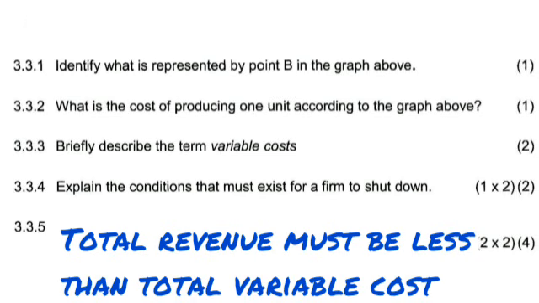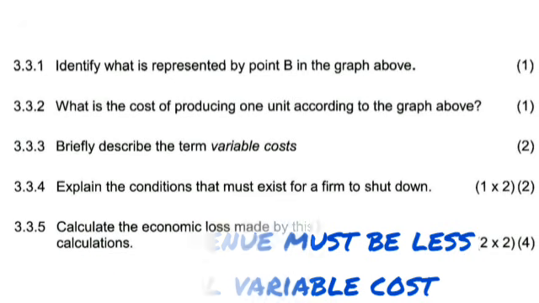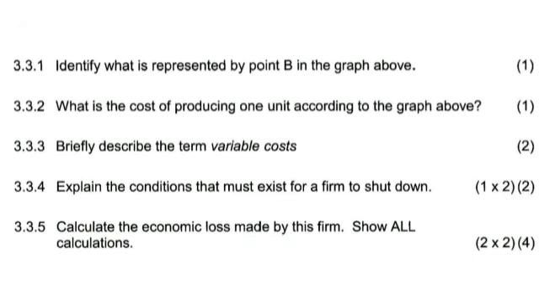Or in other words, you can say where a firm is unable to cover its variable cost, because that's what that statement means. If total revenue is less than total variable cost, it basically means that we cannot cover our own variable costs.